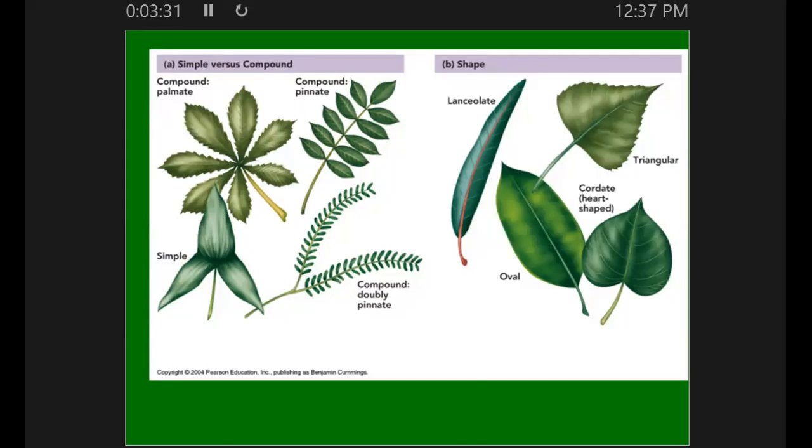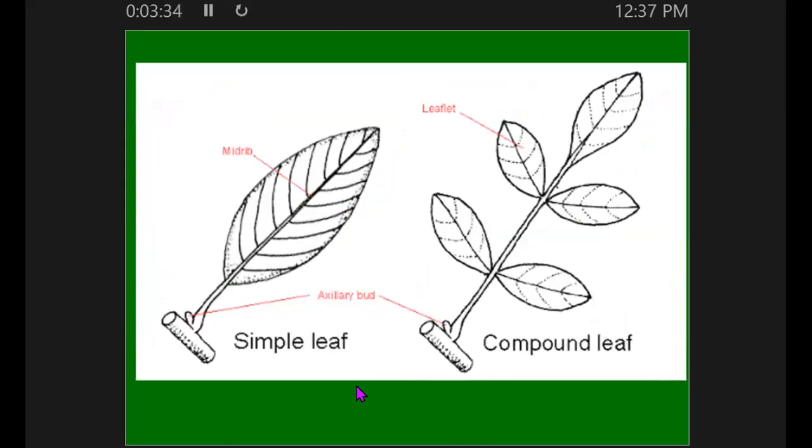Let me shoot to the next slide, because when you are trying to figure out whether this is a simple or a compound leaf, what you should look for, if you can see it visually with the naked eye, is the axillary bud. If you can find that, then you can figure out if it's simple or compound. So if you see this leaf, and then the leaf petiole coming down and attaching, and then you see an axillary bud right there, this would be a simple leaf.